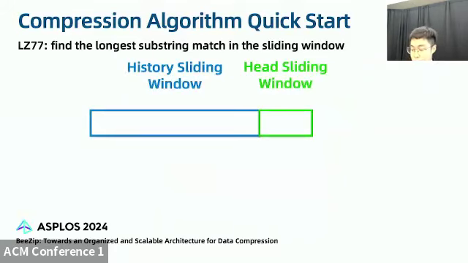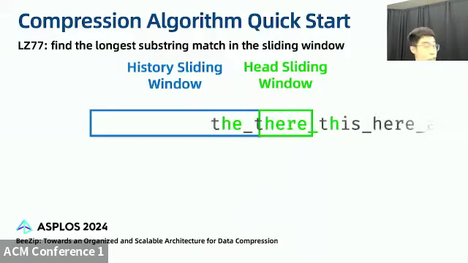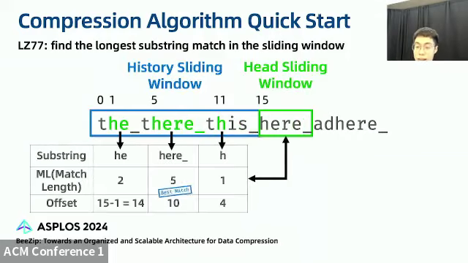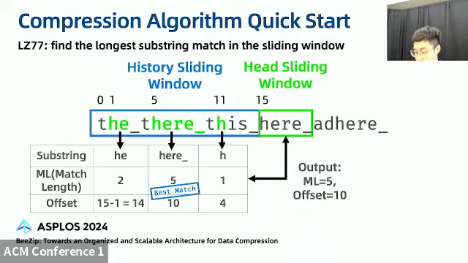Before we dive into the accelerator design, I think a quick start on the compression algorithm is necessary. This standard is based on LZ77, a 50-year-old classical compression algorithm. The story of LZ77 is about performing substring matches on the sliding window. We shift the data into the sliding window, then we try to find the longest match of the head sliding window in the history sliding window. For this example, we have 3 potential matches and we choose the longest one.